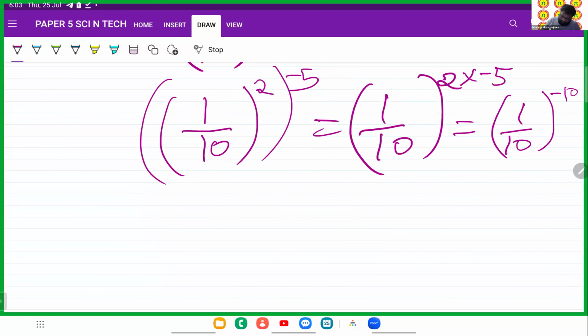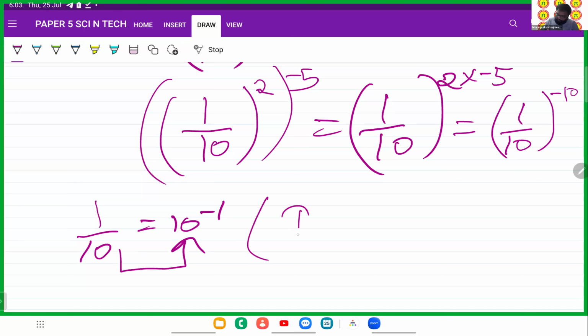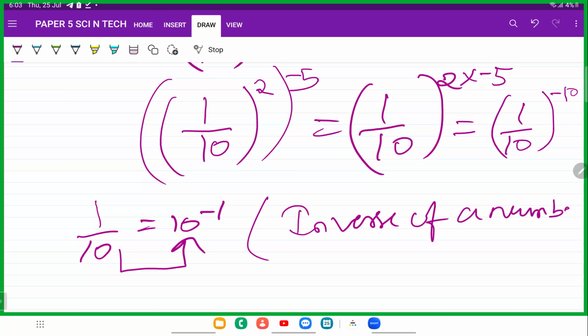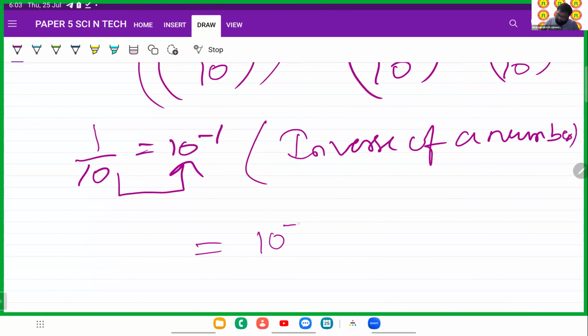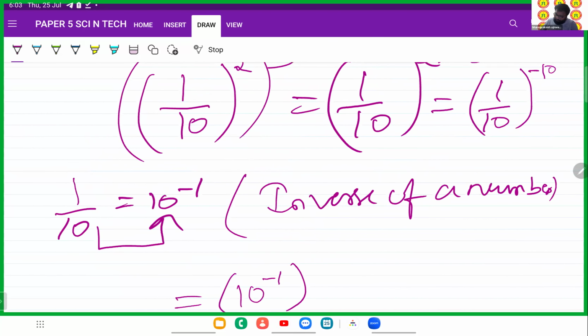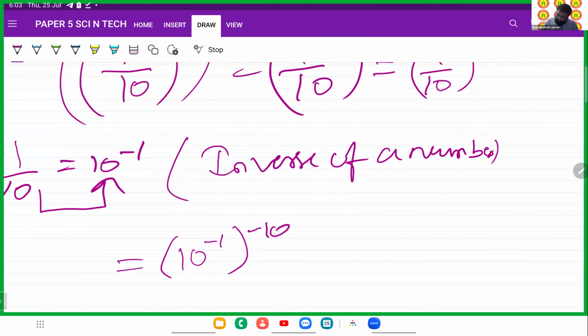You know one thing? 1 by 10 can be written as 10 to the power of minus 1. This is called what? Inverse, just inverse. Inverse of a number. So now I can write this as 10 to the power of minus 1 whole to the power of minus 10. So that could be 10 to the power of minus 1 into minus 10. So 10 to the power of 10.